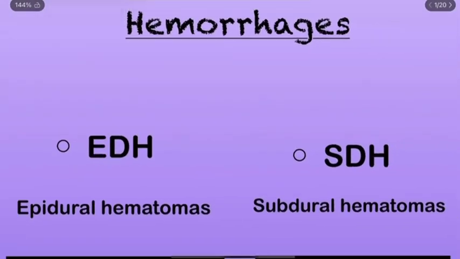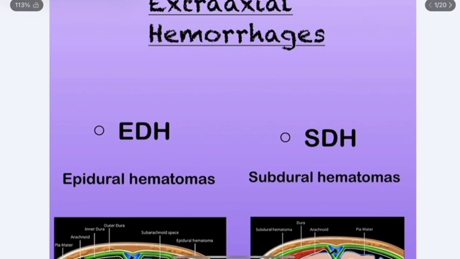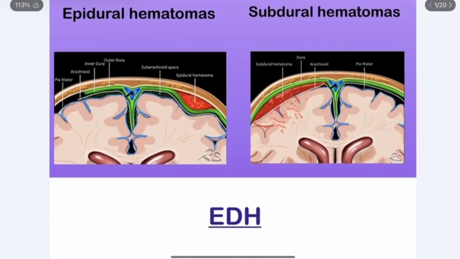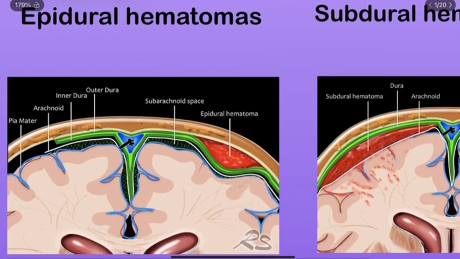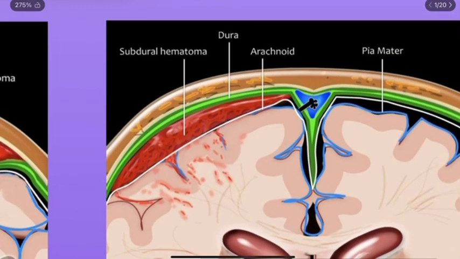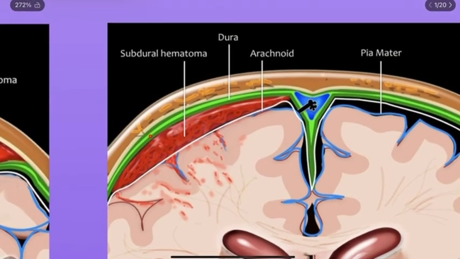There are two types of extraaxial hemorrhages: the epidural hematomas and the subdural hematomas, EDH and SDH. Epidural hematoma is basically the collection of blood between the calvaria and the outer periosteal layer of dura mater. And subdural hematoma is a collection between the dura mater and the arachnoid mater in the subdural space.